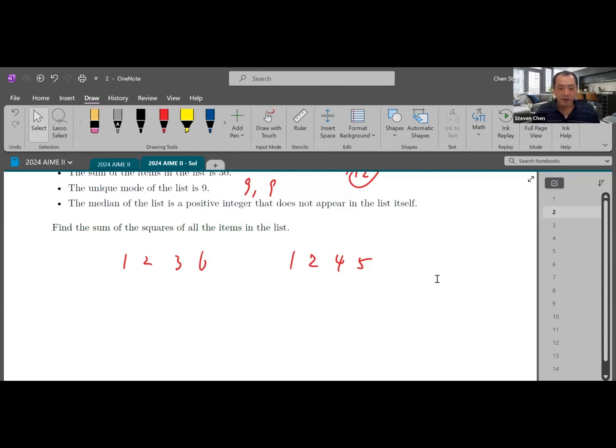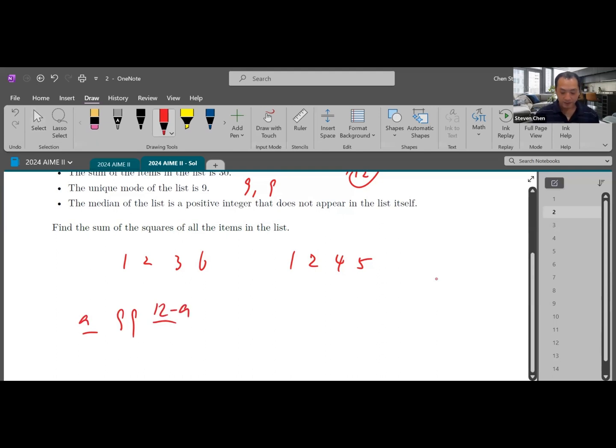Suppose the larger number is bigger than 9. Then what about the order relations of all these numbers? We sort them in increasing order. The smallest number is followed by two 9s, then a bigger number. Let the small number be a, and the bigger one is 12 minus a. Is it feasible? No, because the middle 2 numbers are 9, so the average is 9. The median is 9. It's not okay. So 12 minus a cannot be bigger than 9. So 12 minus a must be smaller than 9.